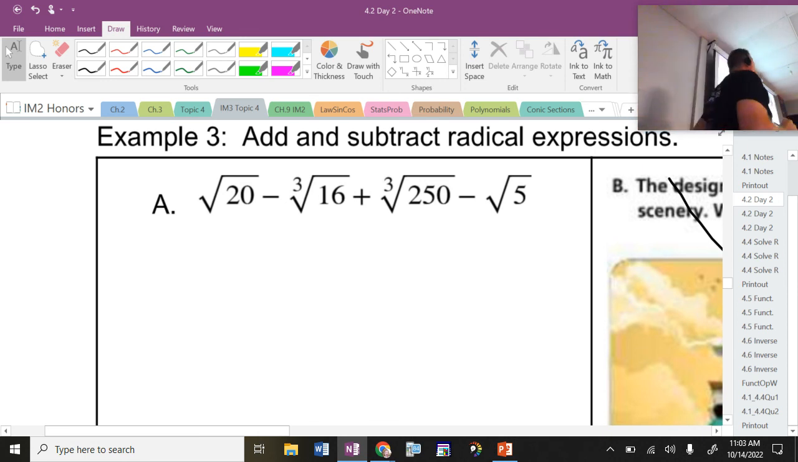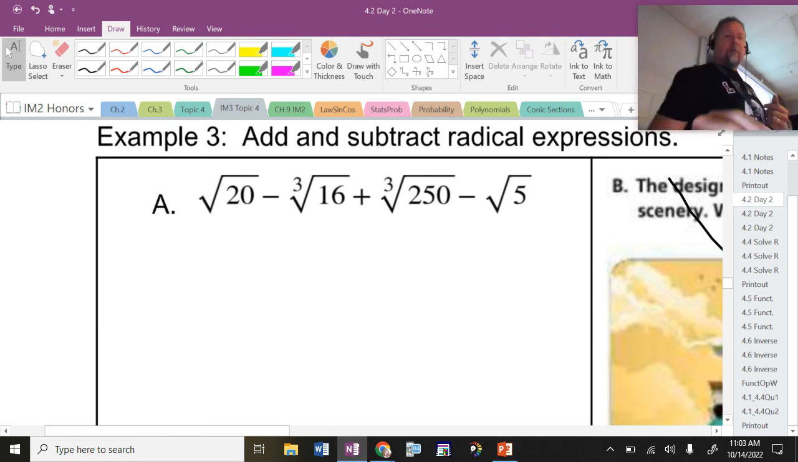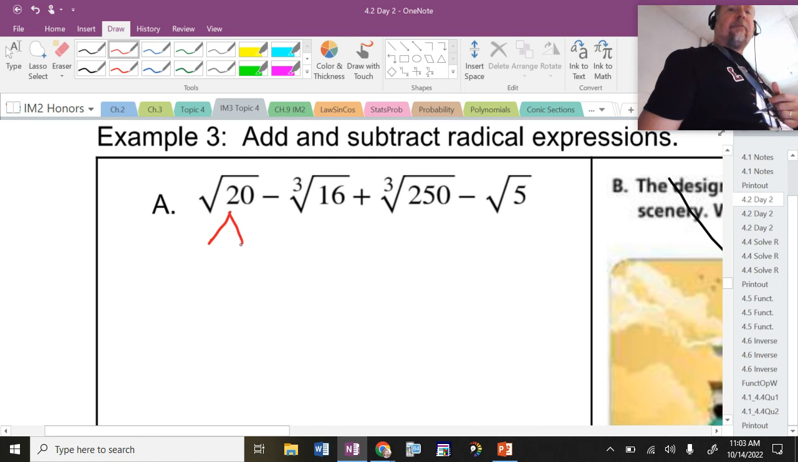Now you got this long expression. Square root of 20 minus cube root of 16. I shouldn't have to reread it. We're running short on time. What you got to do with this is simplify each one separately. And because of time, I got to go. So 20 is 4 times 5. What's the square root of 4, everyone? 3, 2, 1, go. 2 root 5.